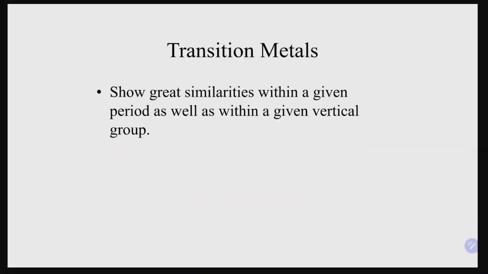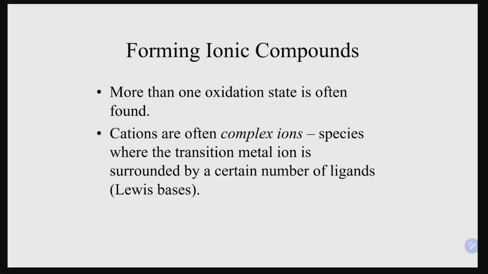Transition metals show very obvious similarities within a period, as well as within a group, and most things on the periodic table are related to each other based on where they're at. Now, when they do form ionic compounds, they often can have more than one oxidation state. That's also why, when you name something with a transition metal in it, we usually use a Roman numeral to indicate the charge on that metal when naming an ionic compound. Cations are often complex ion species where we have that transition metal in the middle, and we have a lot of ligands attached to it.